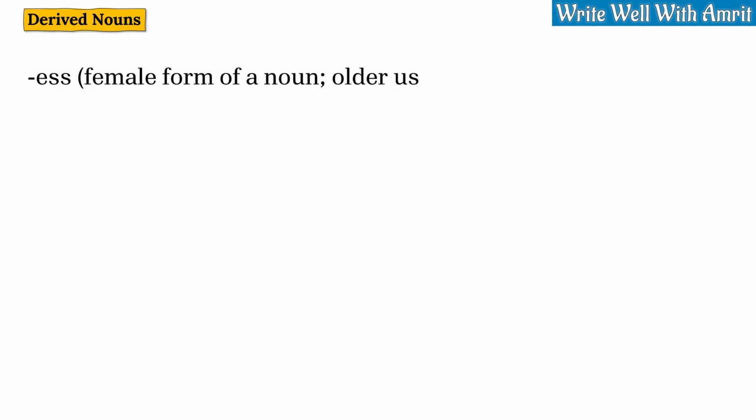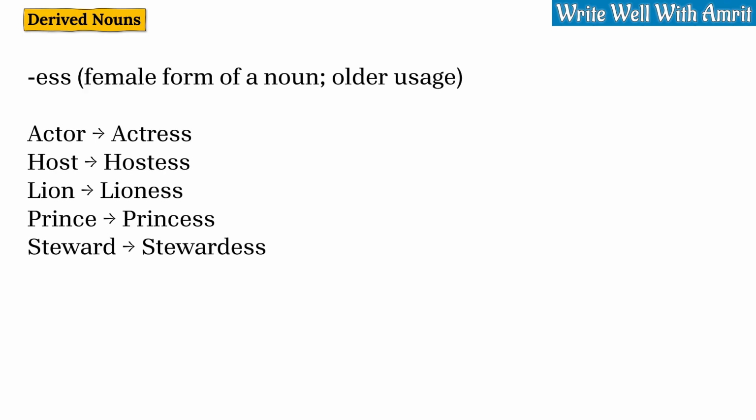You can also add ess. Normally it is used to convert the sex or gender of a noun. For example, actor becomes actress, host becomes hostess, lion becomes lioness, prince becomes princess, and steward becomes stewardess. Modern English often avoids ess for jobs and titles these days.